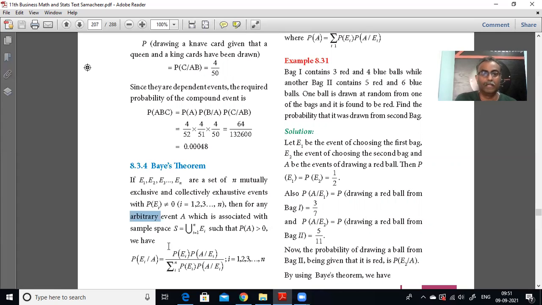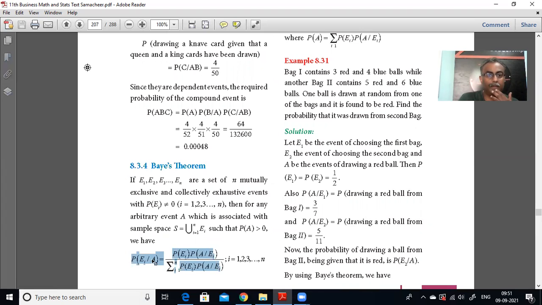Then what is the formula? What happens now? P of E_i given A, for example, the probability of choosing bag 2 given that you have already chosen a red ball, you should read like that. You understand what this P of E_i given A means? The probability of choosing bag 1 given that you have chosen a red ball. Which event has happened? Event A has happened. You have chosen a red ball, and so the probability that you have chosen it from E1, bag 1. Like that you should read.